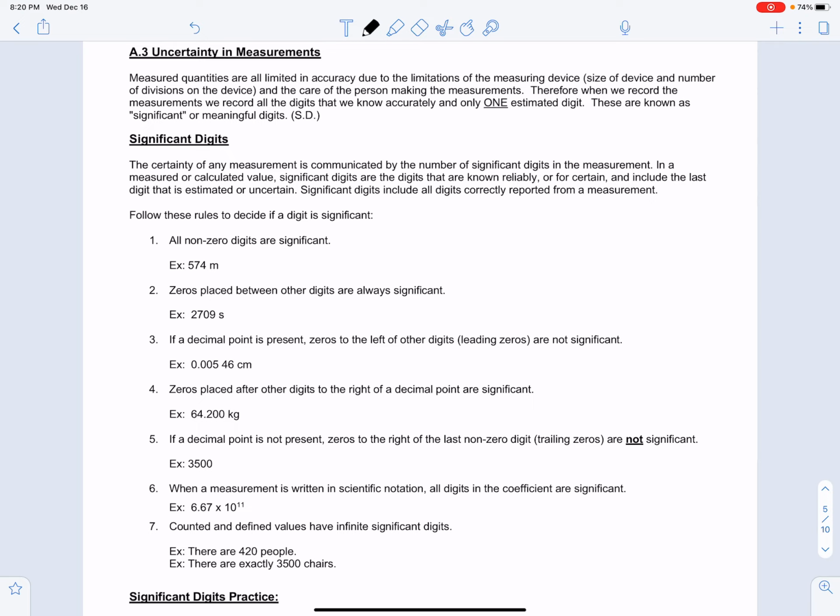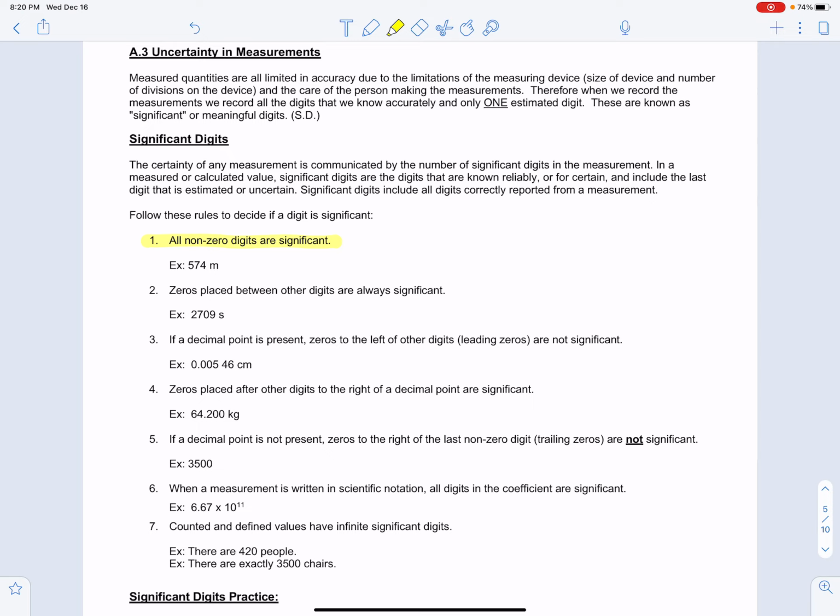The certainty of any measurement is communicated by the number of significant digits in the measurement. In a measured or calculated value, significant digits are the digits that are known reliably or for certain, and include the last digit that is estimated or uncertain. Significant digits include all digits correctly reported from a measurement. Follow these rules to decide if a digit is significant. Rule number 1. All non-zero digits are significant.